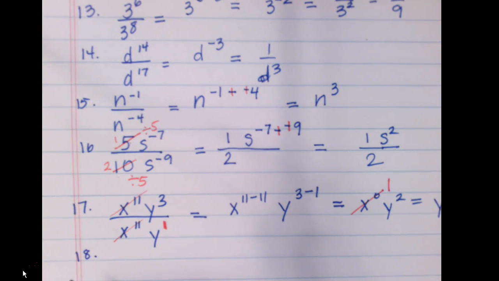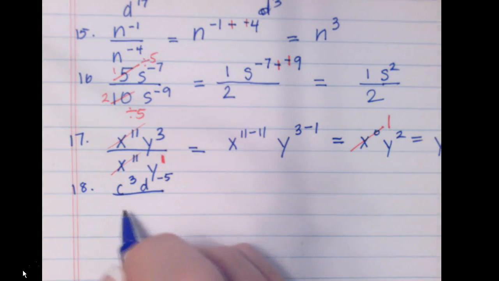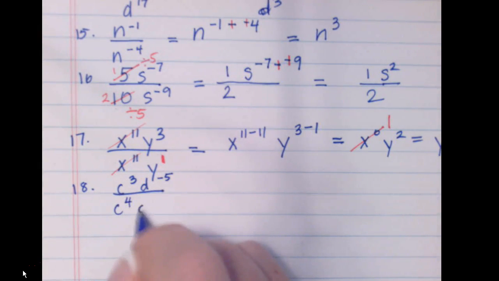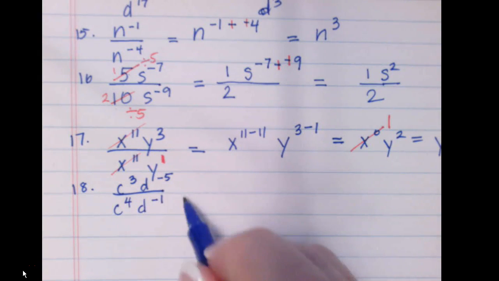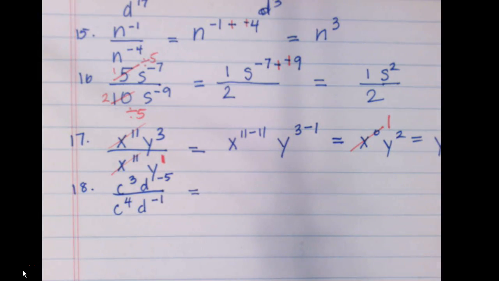In number 18, c cubed d to the negative 5th over c to the 4th d to the negative 1st. So you have a couple of options. You could simplify this first with your negative numbers, or we could just follow the rule of division and go ahead and subtract them out.